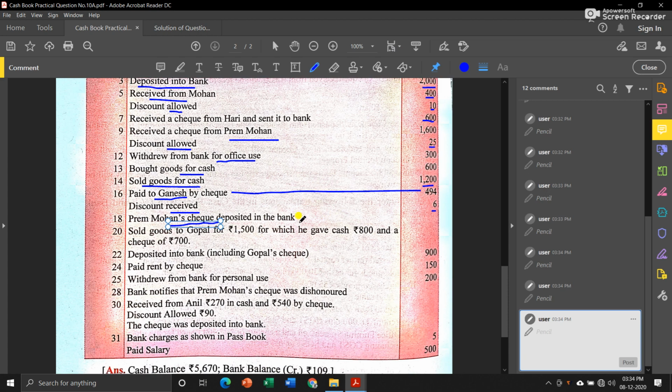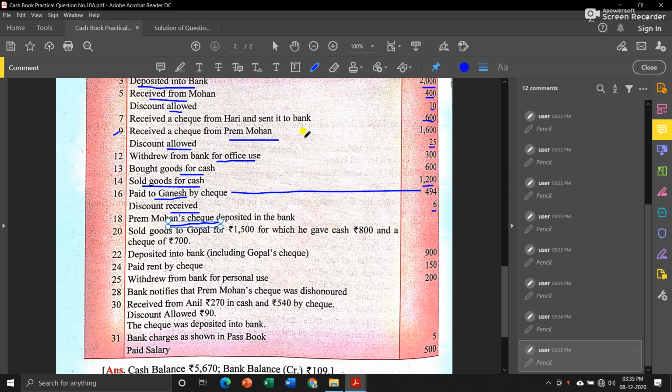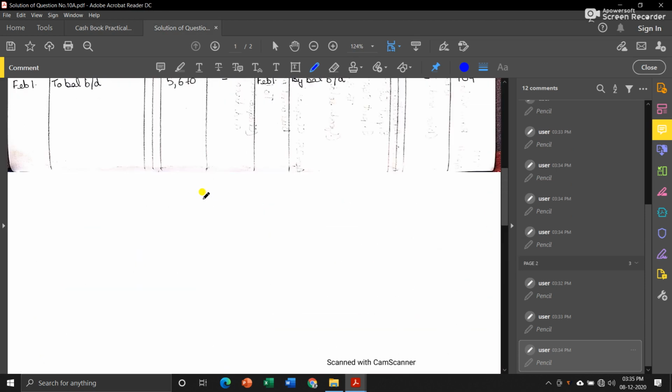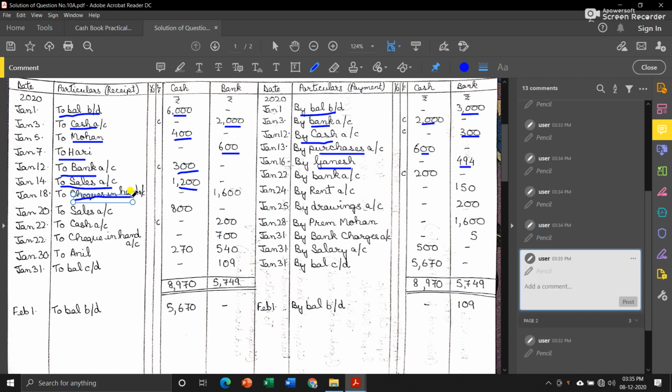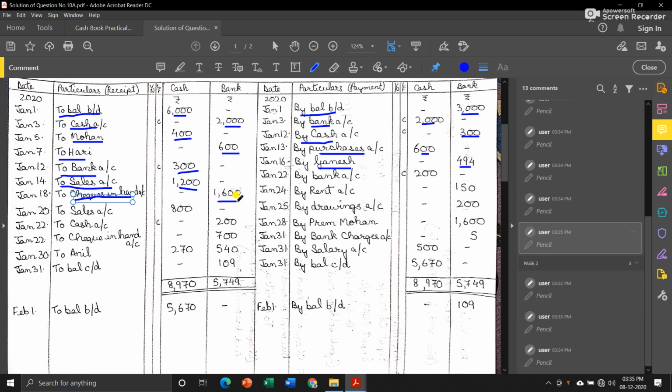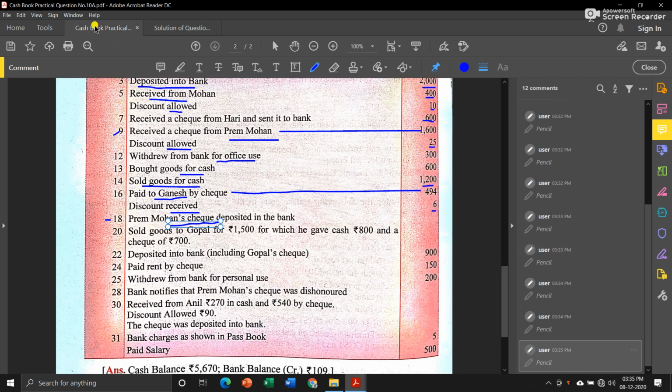Then next on date 18, Prem Mohan's check deposited in the bank. So earlier we received a check from Prem Mohan. Here on date 9 we received a check from Prem Mohan worth 1,600 and we deposited it into the bank on date 18. So for this we will pass an entry in our cash book on the debit side to checks in hand account, and in bank column we will write 1,600.